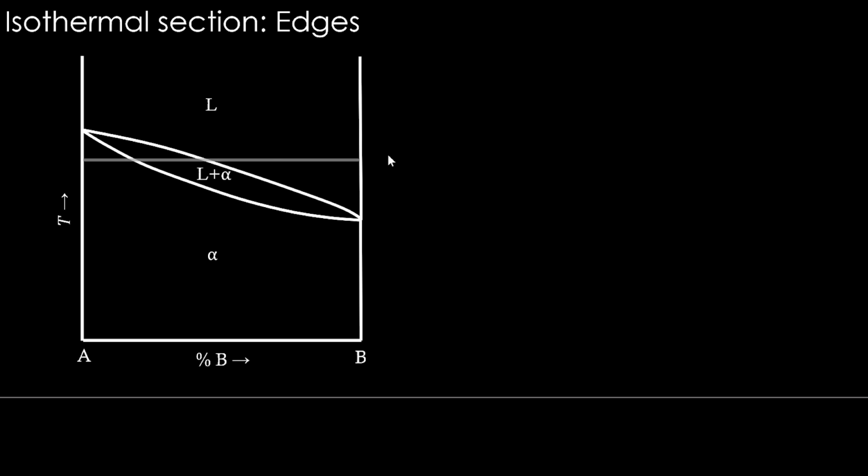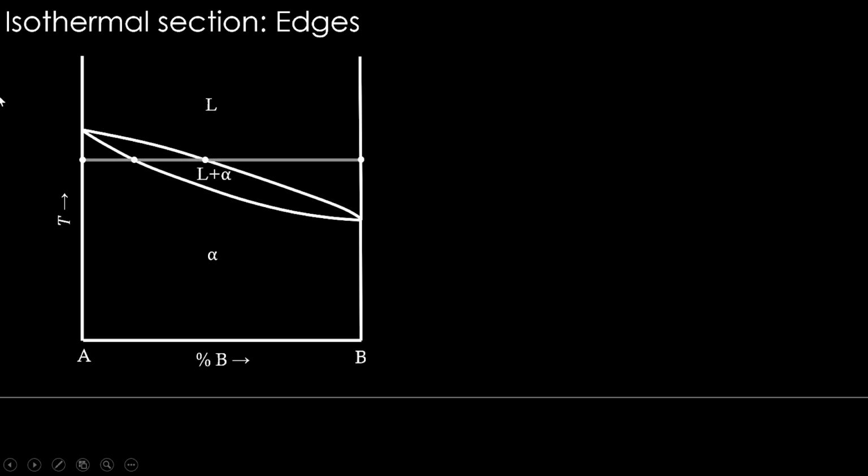And what are the phases that we see in this? From this point to this point it is in the alpha region, and from this point to this point it is in the liquid plus alpha region. From this point to this point it is in the liquid region. So single phase alpha, single phase liquid, and liquid plus alpha in the middle. This is how we see this diagram.